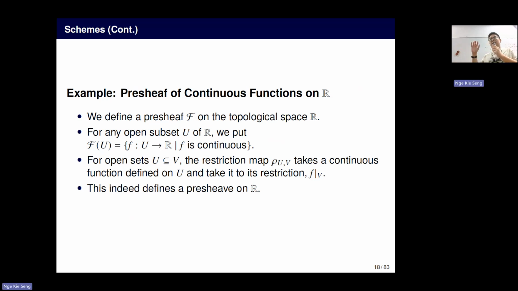As for the restriction map, it's pretty straightforward. If you have V subset U, sorry, my mistake, it should take any function defined on U and restrict it in the typical function sense, which is just f restricted to V. And yes, this indeed defines a pre-sheaf in a very obvious way, because for the empty set there's only one possible function, so it's trivial in that case. And the restrictions of functions, as we know, do satisfy the axioms given before.